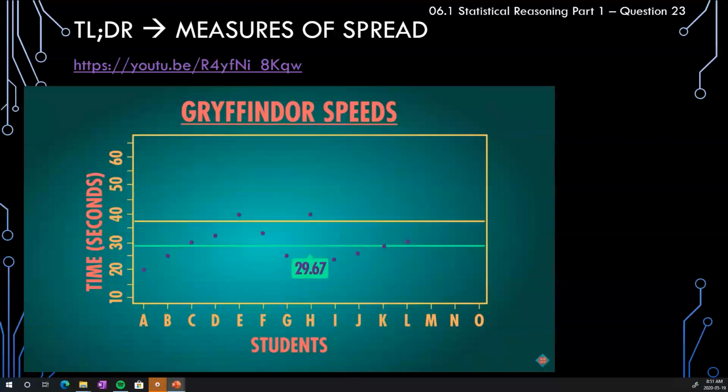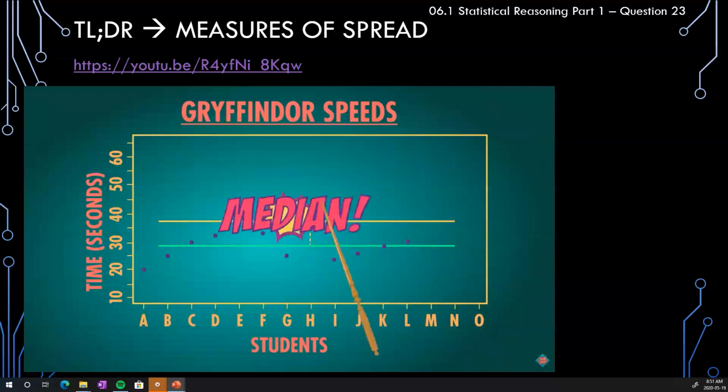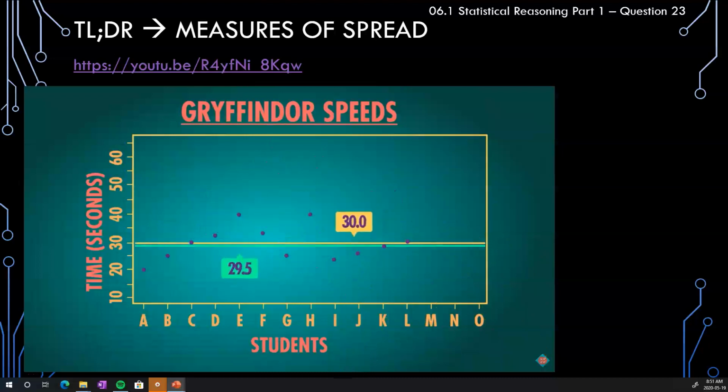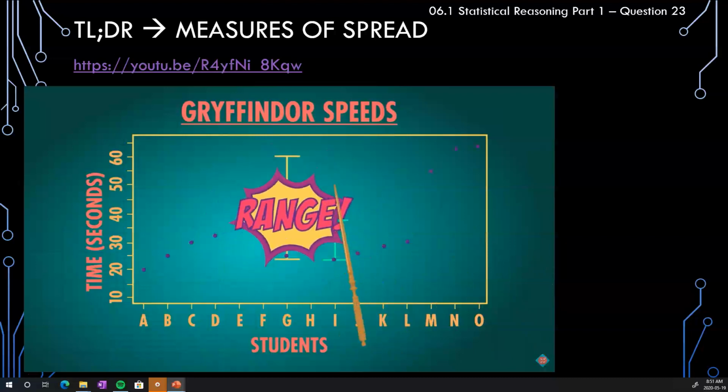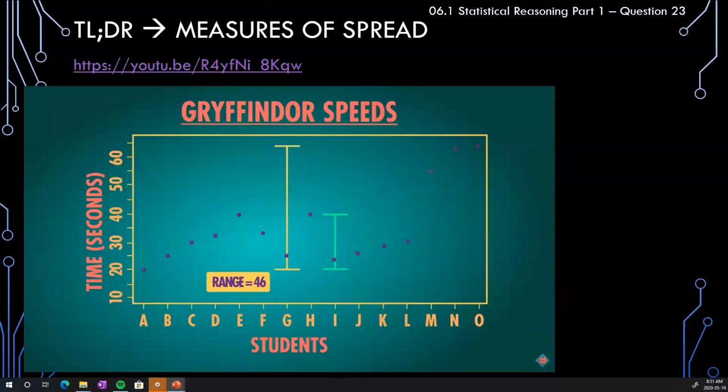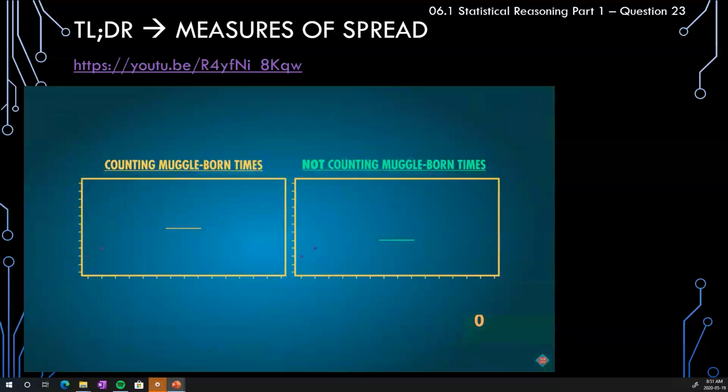Our mean of all students is 36.47 seconds, but if we take out the Muggle-born students, the mean is down to 29.67 seconds. Means are very easily changed by extreme values, but the median doesn't change as much. It only goes from 30 seconds to 29.5 seconds when we pull out the Muggle-borns. The range changes greatly, going from 46 seconds to 20 seconds because the extreme values determine the high number in our range calculation. The variance is also greatly affected since those slow Muggle-born students inflate our mean.